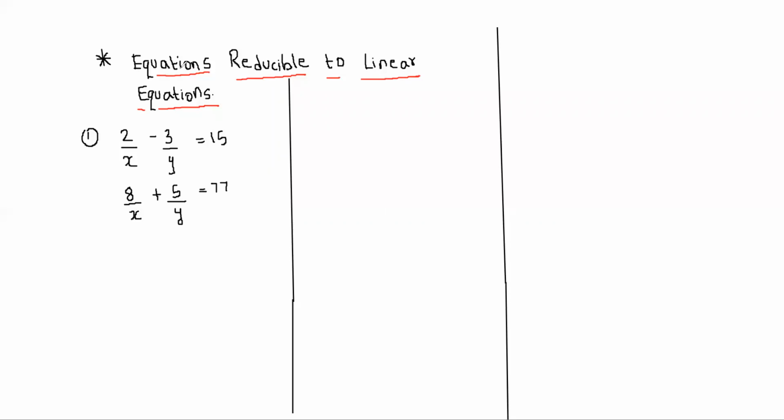Hello students. Now in the last lecture, in the last video, we have done linear equation in two variables. So let us continue the next topic of the same chapter, linear equation in two variables. Now in this chapter, the next topic which we are going to study is equations reducible to linear equation. Now, equations reducible to linear equation means what?